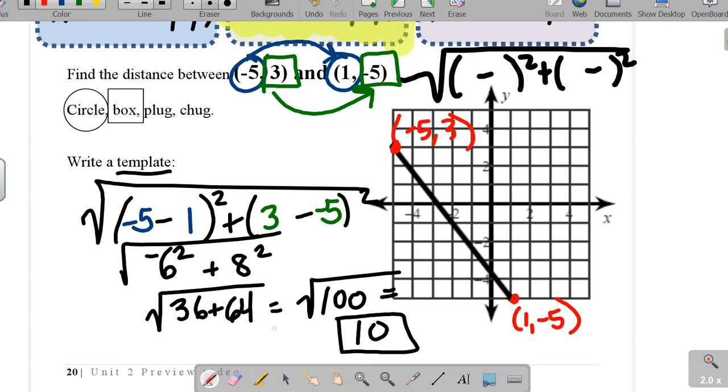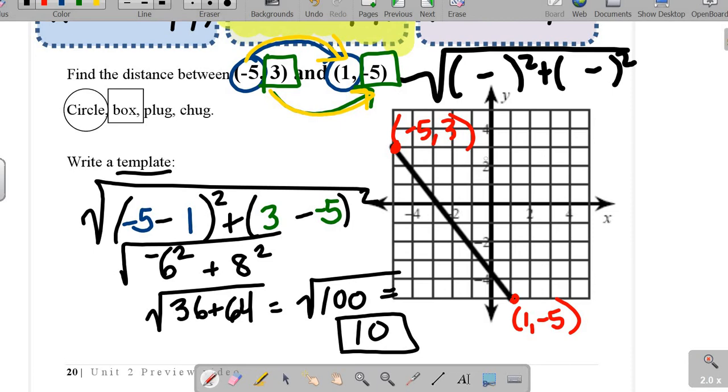And when you solve, you get the answer is 10. Now, it does not matter whether you go left to right or right to left initially. What does matter is if you start left to right, you finish left to right. Let's go the other direction, and then you will see that it's the same thing.